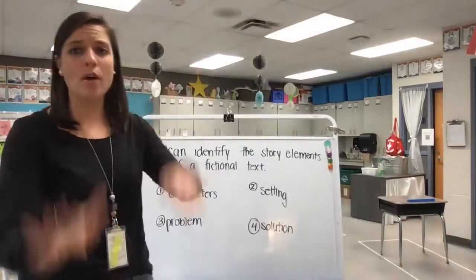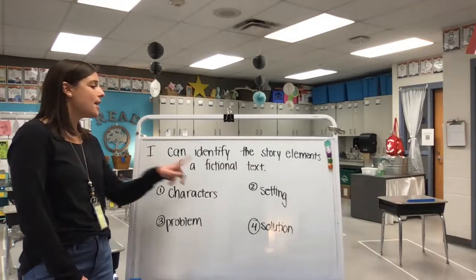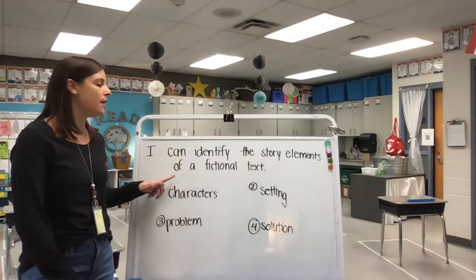All right, friends, welcome back. Today for our mini lesson, we are going to work on our learning target that says, I can identify the story elements of a fictional text.